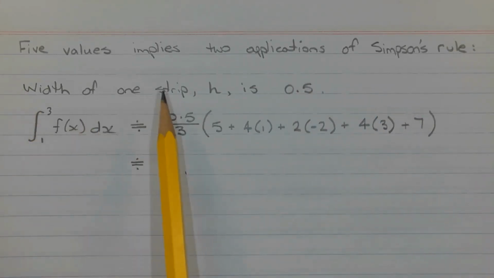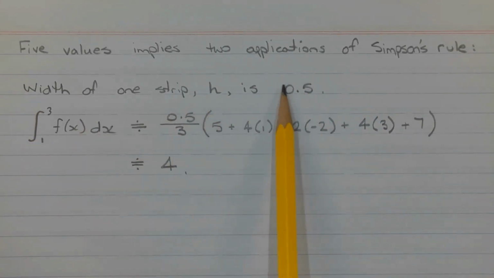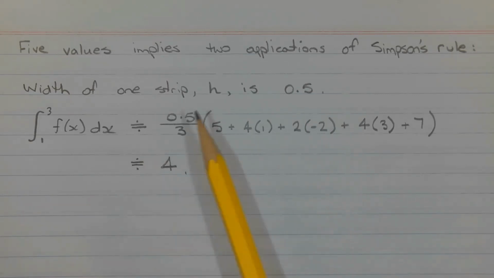Now the width of one strip or one interval, h, is 0.5, and we find that by finding the difference between any 2 successive x values. Recall the x values in the top row of the table start from 1 and go up in steps of 0.5, and that's why h is 0.5. I'm going to use the extended form of Simpson's rule rather than doing 2 explicit applications of Simpson's rule.